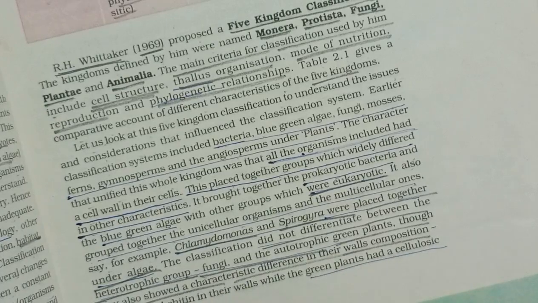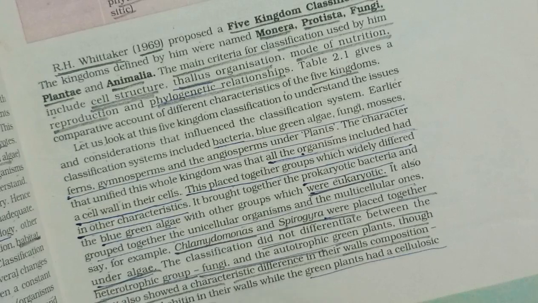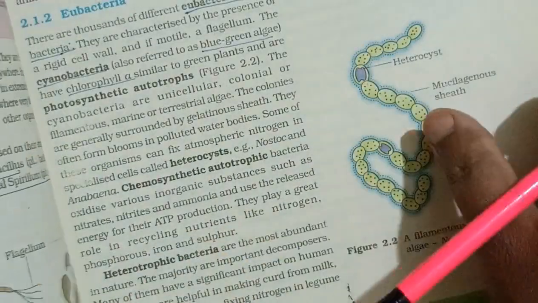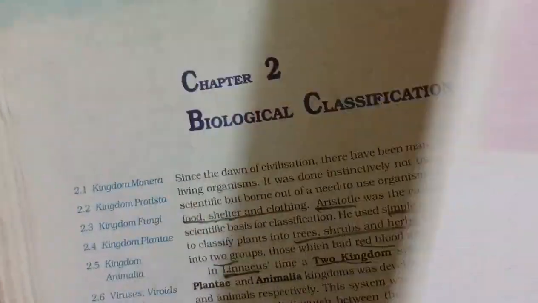The fungi had chitin in their walls, while the green plants had cellulose. Fungi cell walls have chitin, and green plant walls have cellulose.